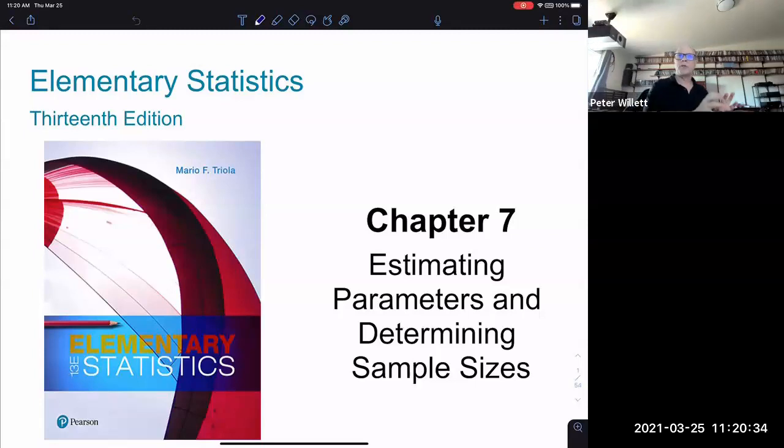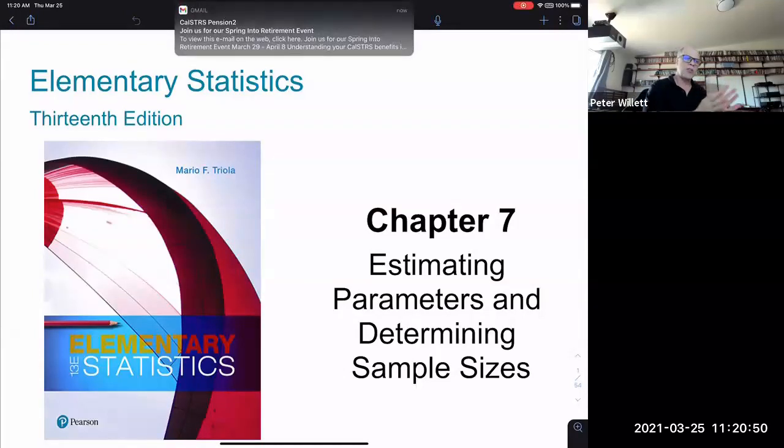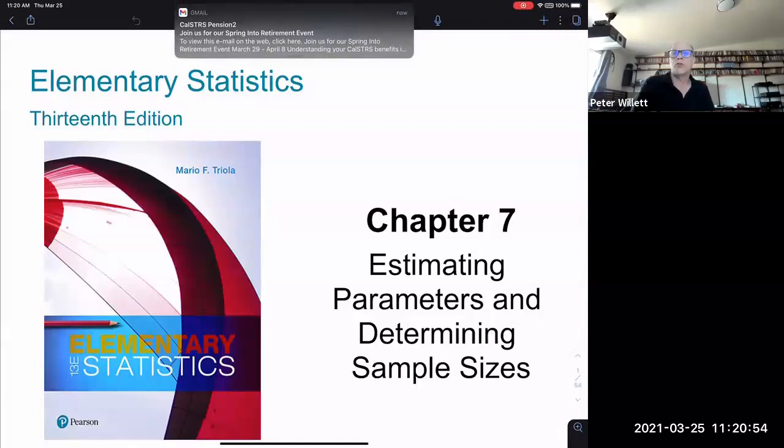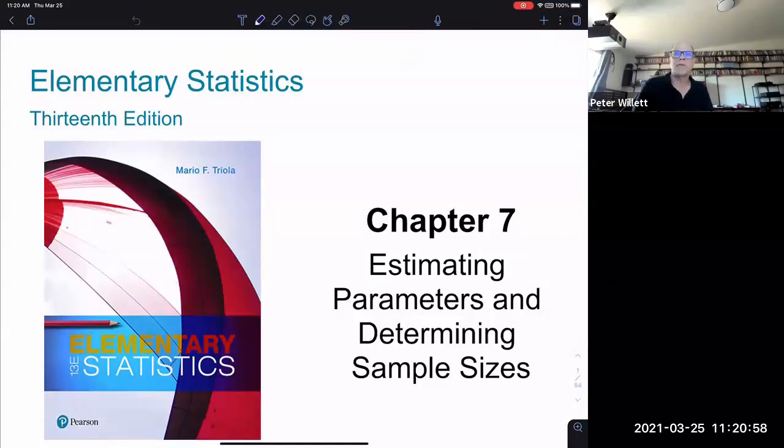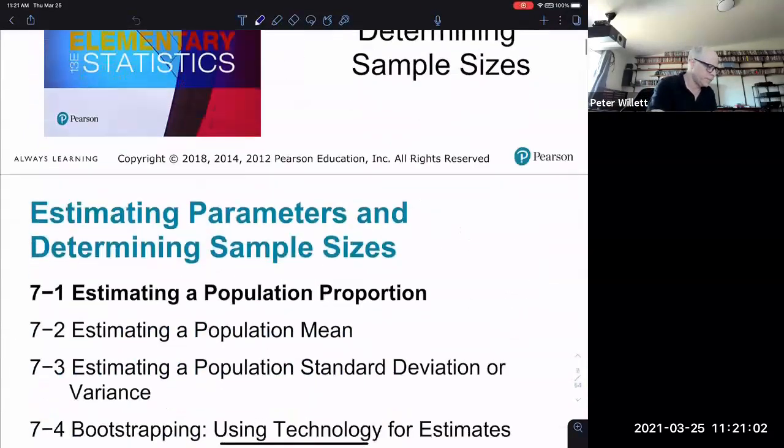So to be able to take a sample and look at the sample and then estimate a parameter's value, like the average height of all students at DVC, or the portion of students at DVC that would call themselves Democrats or something like that, to be able to take a sample and then make that estimation is what we're going to do rigorously for the first time now in the beginning of Chapter 7. So let's look at our sections.